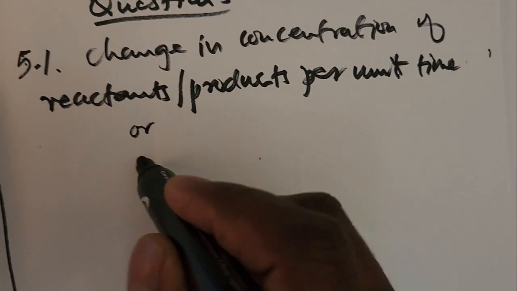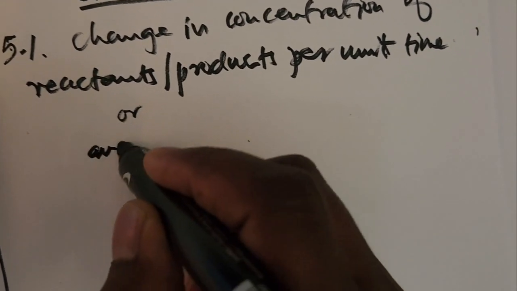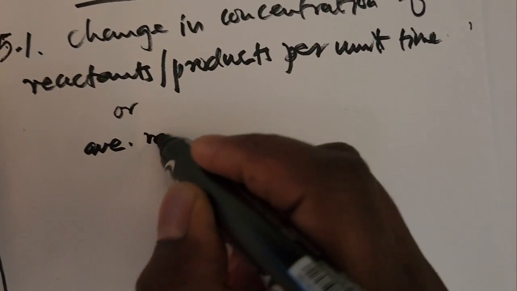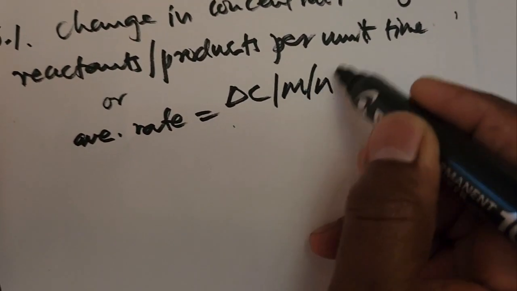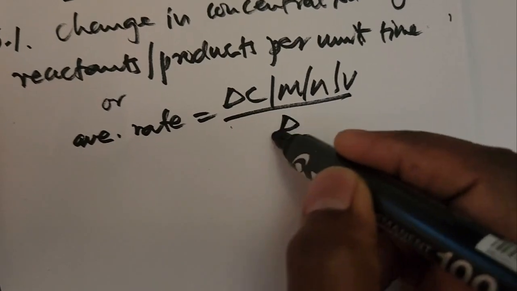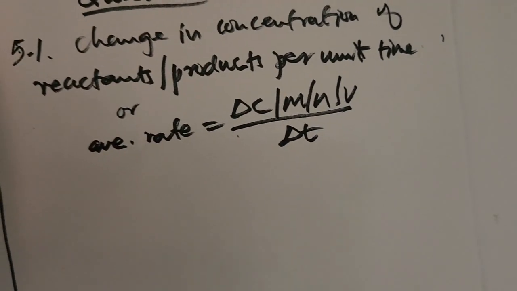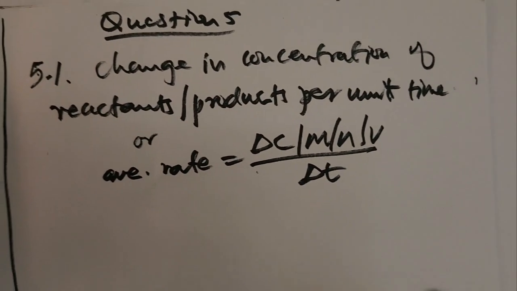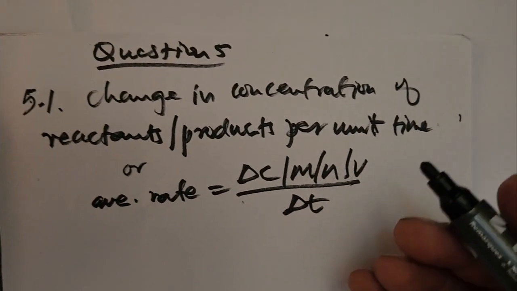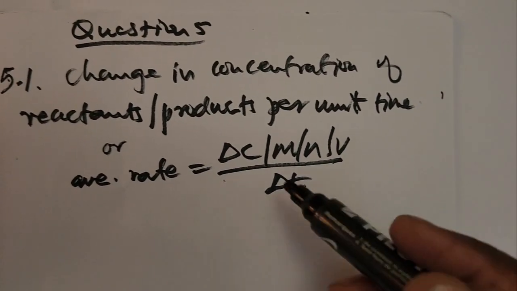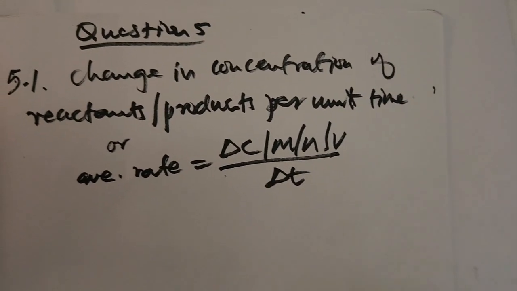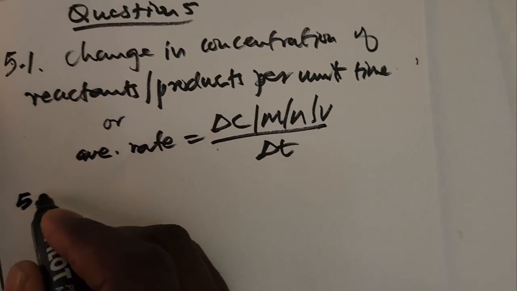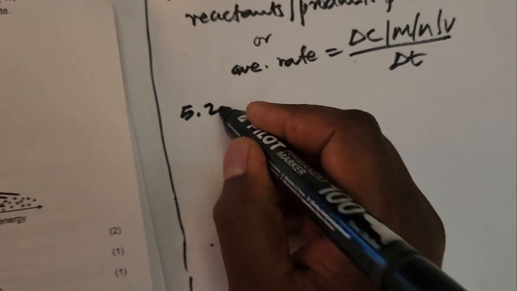Otherwise, other people can just use the average rate equals to delta c over delta t. So you can explain using this one: change in concentration of products or reactants per unit time, change in the mass of the products or reactants per unit time, change in number of moles. So that's numerous. That will be also accepted.